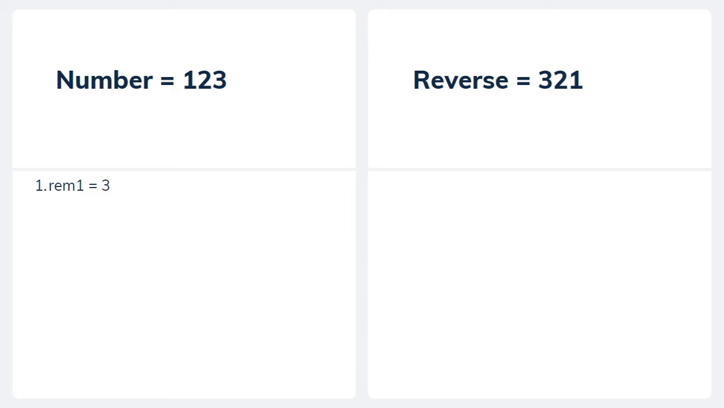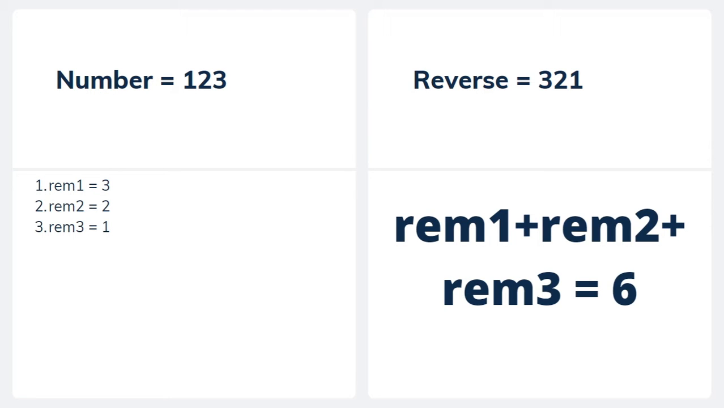Remainder 1 has a value of 3, remainder 2 has a value of 2, and remainder 3 has a value of 1. So when we add all these, remainder 1, remainder 2, and remainder 3, we get a value of 6, because these three are integers, not strings. So we cannot join them. Whenever we add them in C, they are going to sum up. So 3 plus 2 plus 1 becomes 6. So how are we going to deal with this?